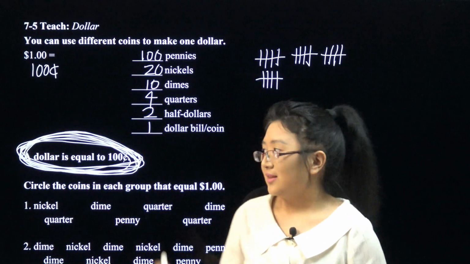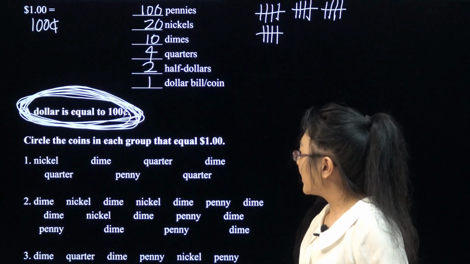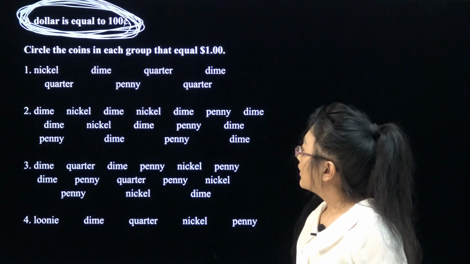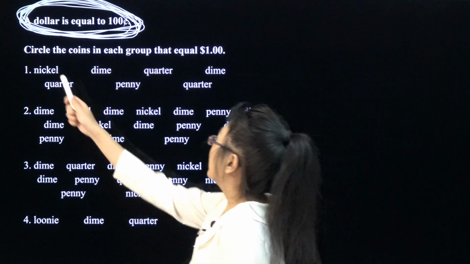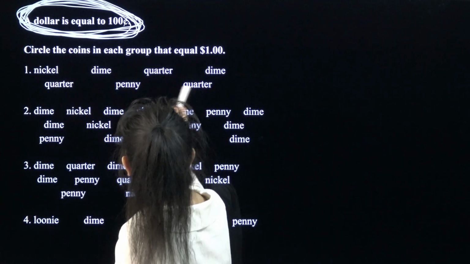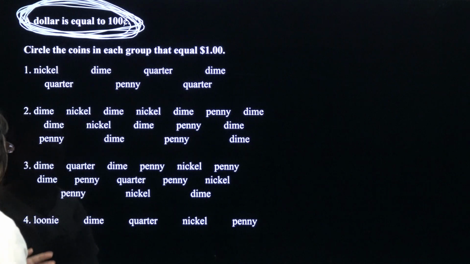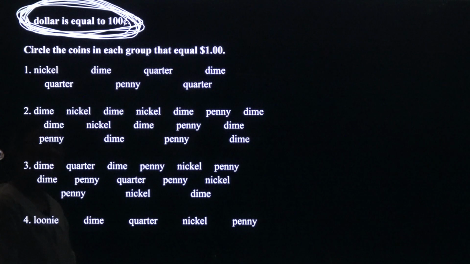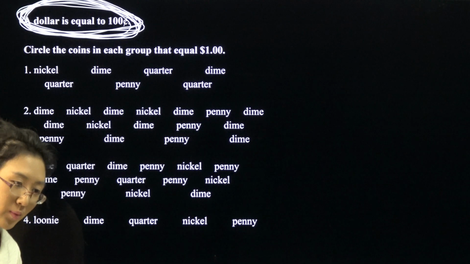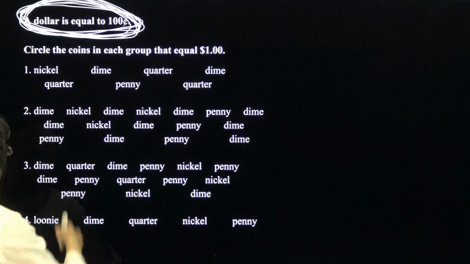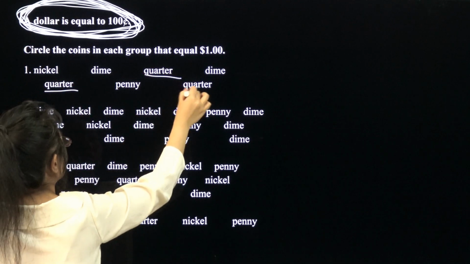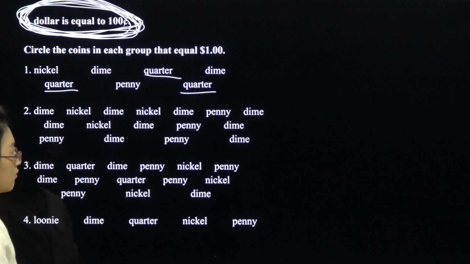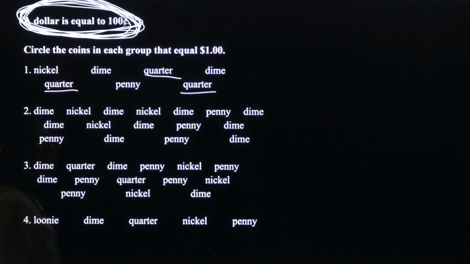Okay, let's circle some coins in each group that equal $1. So we have, in the first group, nickel, dime, quarter, penny, quarter. Together, this entire group is actually more than $1. We need to find coins in each group that together equal $1. So how can we make $1? We can make $1 with 4 quarters. But we only have 3. How else would we do it?